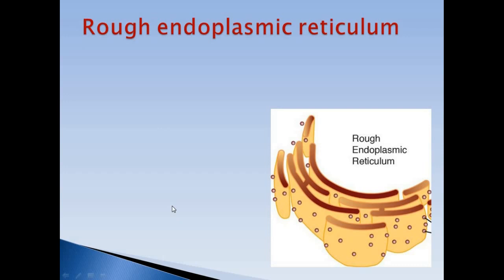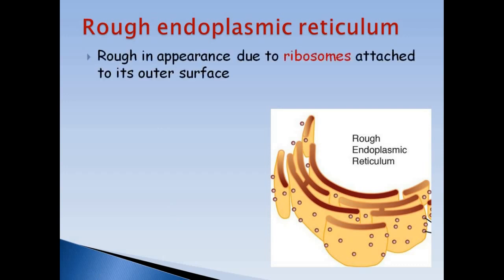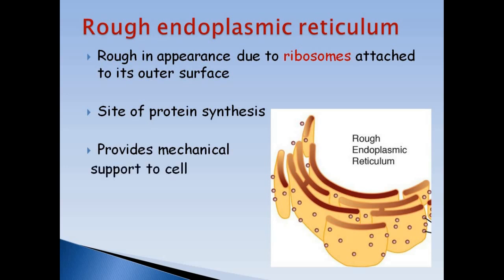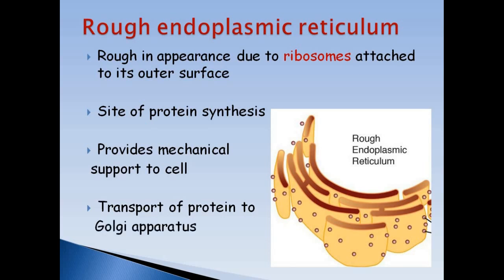Now the rough endoplasmic reticulum is called rough because of the ribosomes attached to its outer surface. Its major function due to the attachment of ribosome is protein synthesis, because ribosomes are actually responsible for protein synthesis. So rough endoplasmic reticulum along with these ribosomes synthesizes proteins. And as the endoplasmic reticulum extends from nucleus up to the plasma membrane and throughout the cytoplasm, it also provides mechanical support. These proteins which are synthesized in endoplasmic reticulum are transported to the Golgi apparatus, where they are modified for many different functions.